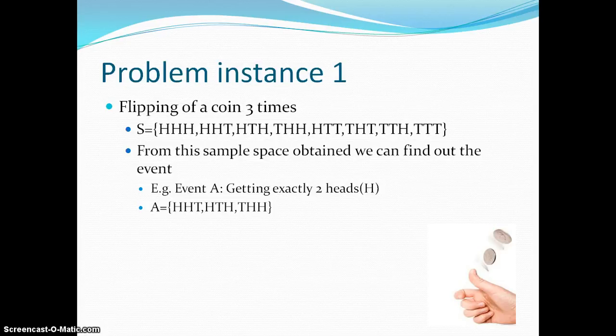From this sample space, we can find the event. Suppose event A is getting exactly 2 heads. We need to categorize that with respect to event A, that is, once you flip the coin, in how many ways you are going to get exactly 2 heads. Event A is equal to head, head, tail; head, tail, head; tail, head, head. These are the three possibilities of getting exactly two heads.